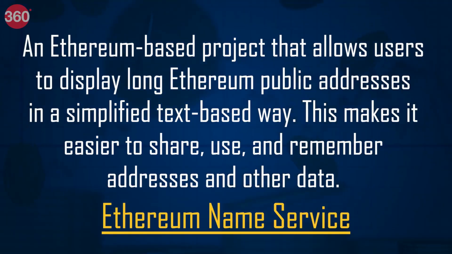Ethereum Name Service, or ENS, is an Ethereum-based project that allows users to display long Ethereum public addresses in a simplified text-based way. This makes it easier to share, use, and remember addresses and other data. Launched in 2017, the objective of turning machine-readable numbers into human-readable alternatives was viewed by those over at Ethereum Foundation as an important part of improving blockchain adoption, and boy, were they right.